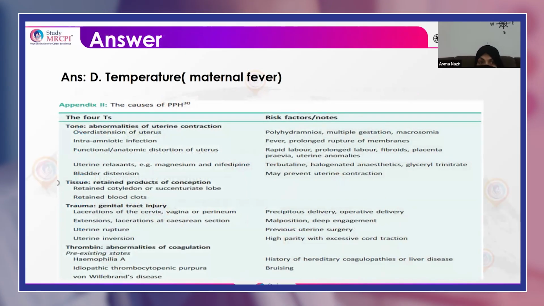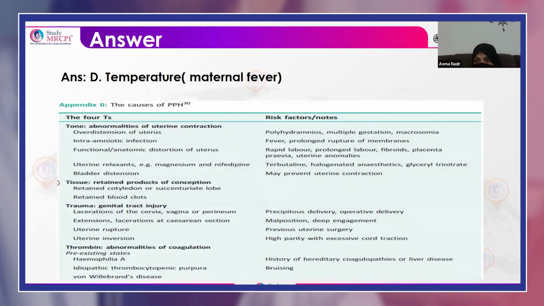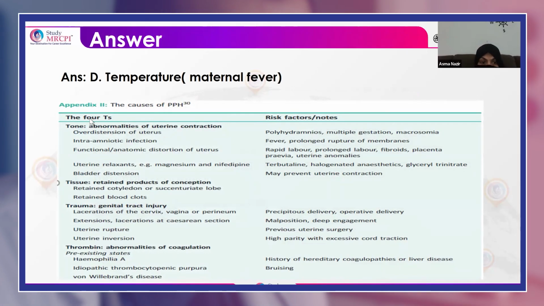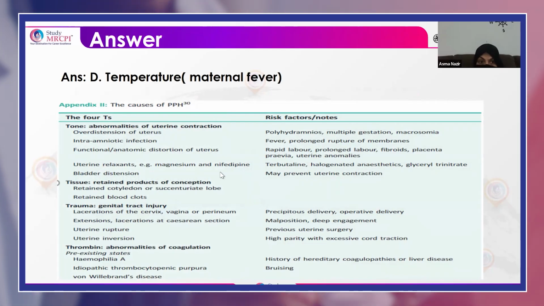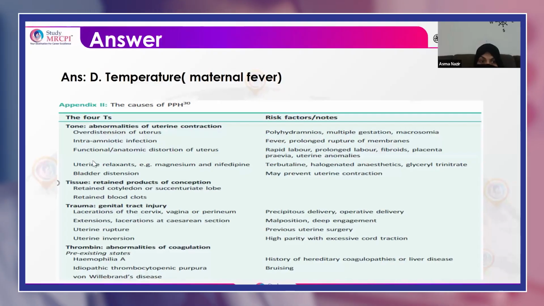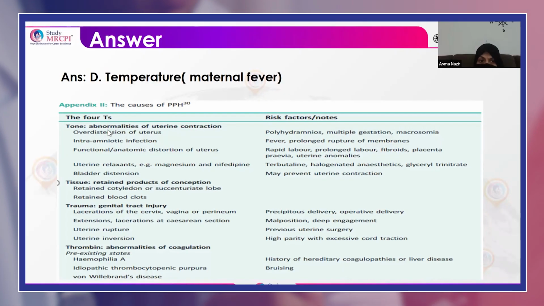Yes, it's option D. Temperature is not part of the 4 T's. These are the causes of PPH, so you must go through all of them. These are very important causes. It is very important to know the options for tone, tissue, trauma, and thrombin. This is very important to review.